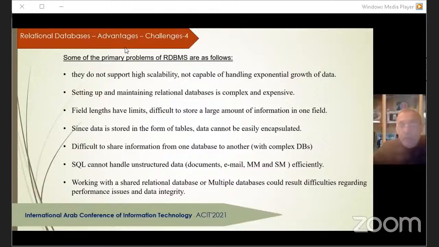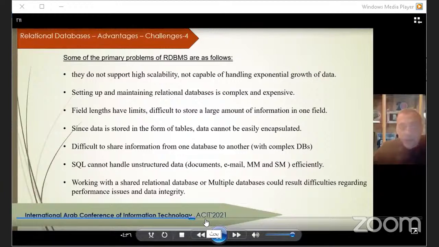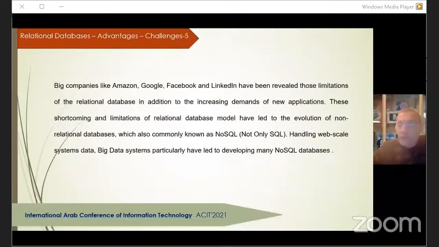SQL cannot handle unstructured data, which is actually a major problem. It cannot handle unstructured data like documents, email, multimedia, and social media efficiently. Also, working with sharded relational or multiple databases could result in difficulties regarding performance issues and data integrity. So all of these shortcomings and limitations have led big companies to search for non-relational databases, also commonly known as not only SQL, that can handle web scale systems and big data systems.